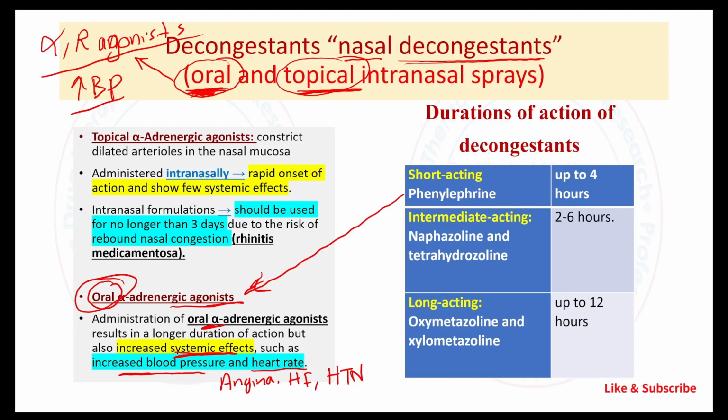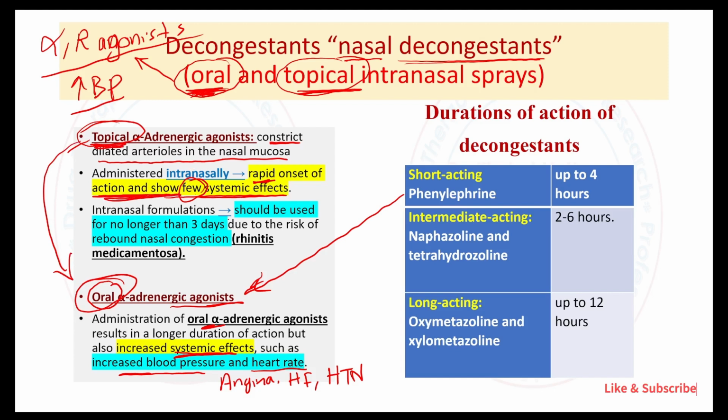So what happened here? We go the topical alpha adrenergic agonist. This will lead to the constriction of the dilated arteries in the mucosa, and this will lead to the rapid onset of action and show few systemic effects. So I prefer to go the topical more than oral. So topical is the preferred, and you can see the immediate effect, quick effect, rapid effect with the improved symptoms here.